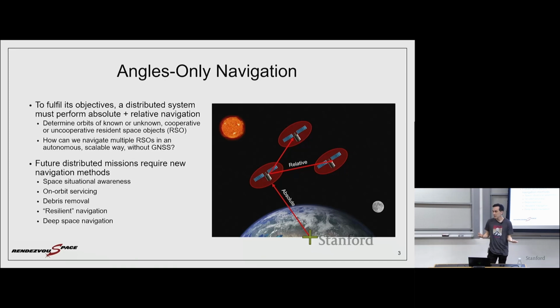Because there are many situations in which we can't rely on GPS. Things like space situational awareness, where you're tracking an object that's not necessarily cooperative. Things like on-orbit servicing and debris removal. Things like resilient navigation, so having backup navigation systems that don't rely on GNSS. As well as navigation in deep space scenarios around the Moon or Mars.